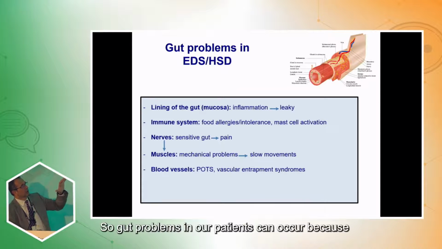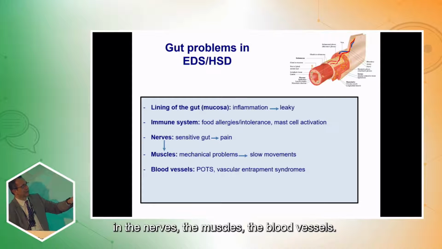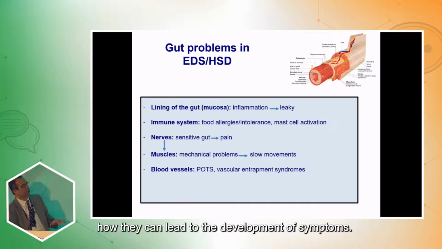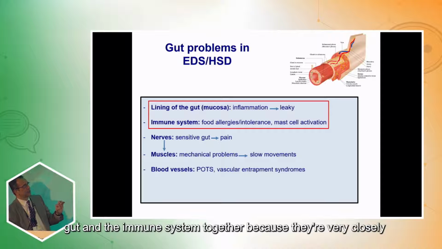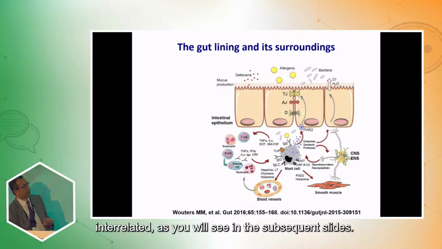So gut problems in our patients can occur because of problems in the lining of the gut, in the immune system of the gut, in the nerves, the muscles, the blood vessels. So we're going to explore what these problems are and how they can lead to the development of symptoms. And we're going to look at the lining of the gut and the immune system together because they're very closely interrelated, as you will see in the subsequent slides.